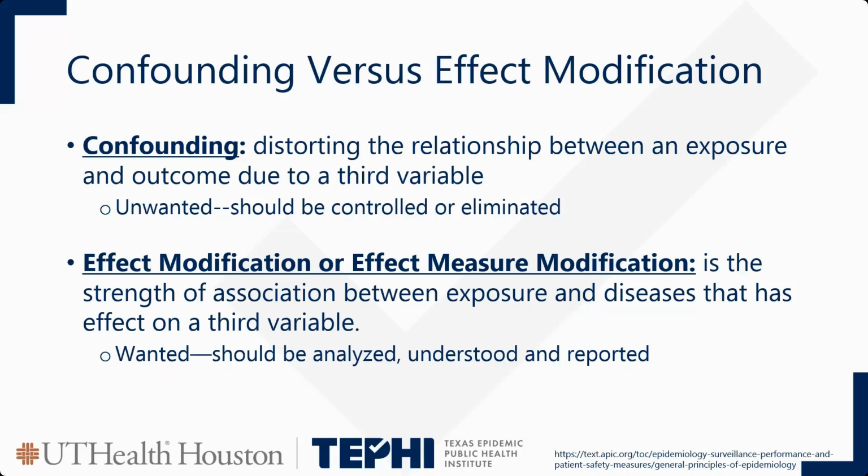Next, sometimes a relationship can be modified either positively or negatively by another factor. This is known as effect modification or effect measure modification. This is the strength of association between exposure and diseases that has an effect on a third variable. We want this effect. This is a desired effect. Therefore, we want to report and examine this relationship. An example of effect measure modification would be the risk of developing infection increases when an individual is immunocompromised. With this knowledge, infection prevention in single rooms or isolation cautions can be implemented to try to prevent them from developing an infection.